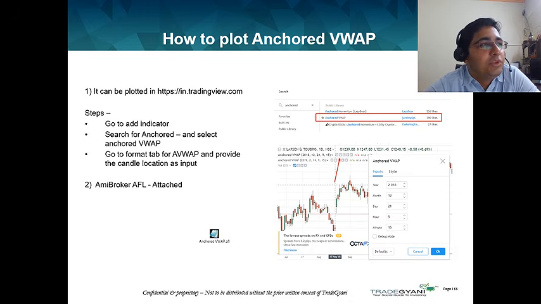Bhushan, I do not have any broker in my system, so I'll not be able to show it, but it's a simple AFL. If someone is using AmiBroker, it's just a click away; they have to provide the candle as an input. So it's not a big task to apply.